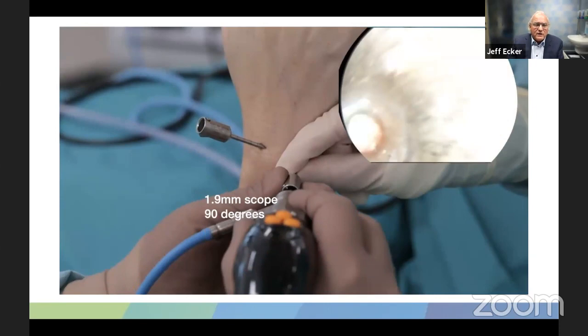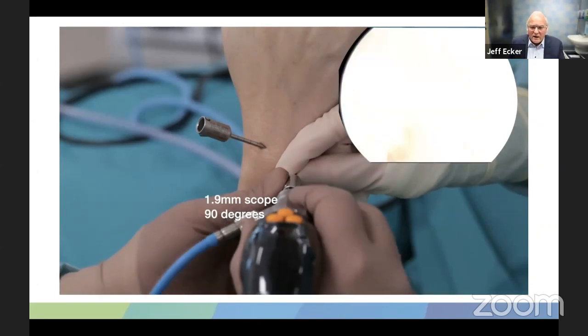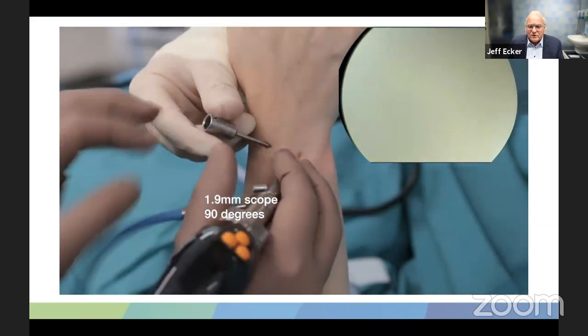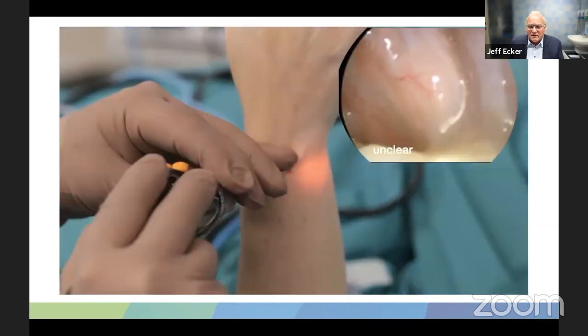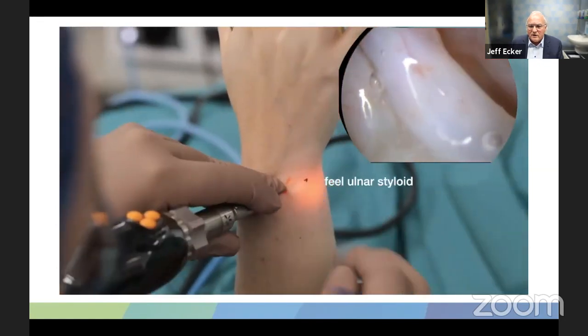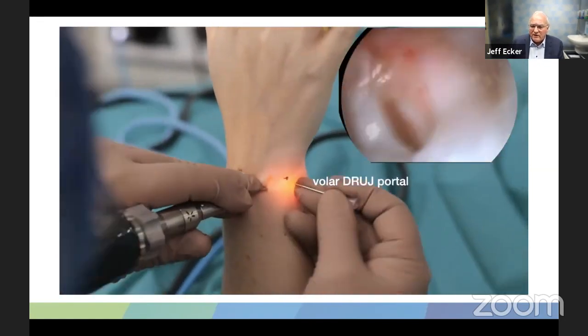Here's a great trick. Use two obturators. When you pass the 1.9 scope into the second obturator, make sure the scope is looking at 90 degrees towards the ulnar styloid and your camera is directly upright. And then it's microsurgery. You have to pull back ever so slightly, a millimeter at a time. At times it can be very unclear and difficult.